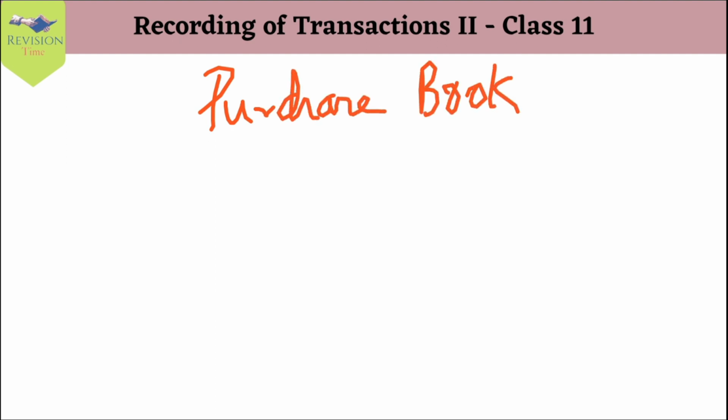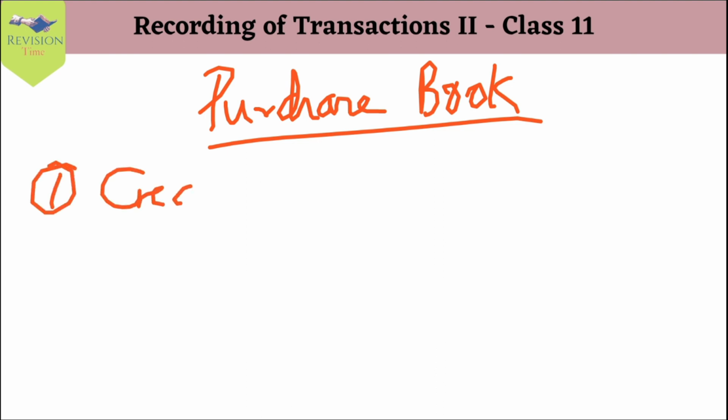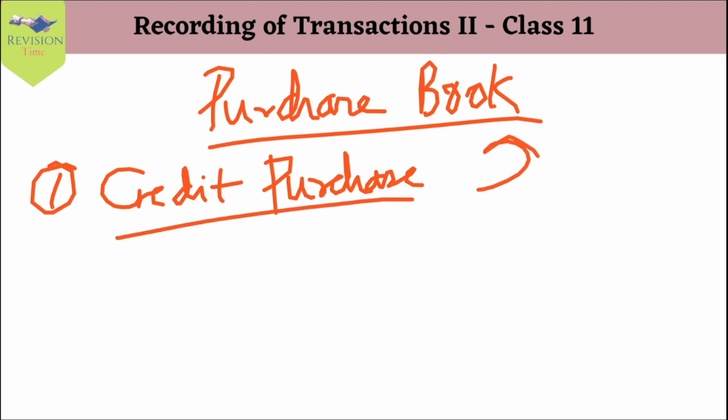Welcome to revision time. In our previous video, we studied the purchase book. A quick revision before we start today's video. In the purchase book, we record only those transactions which are related to credit purchases. A very important point to remember: cash purchases we obviously record in our cash book, but when we purchase goods on credit, we record it in our purchase book.